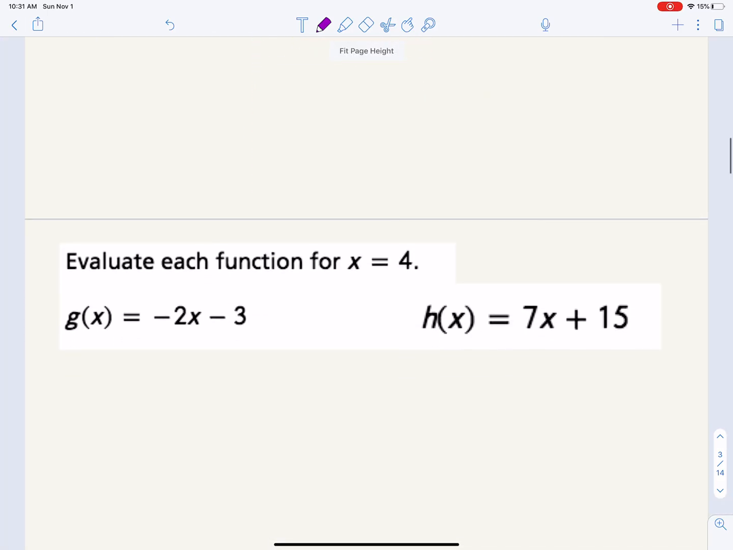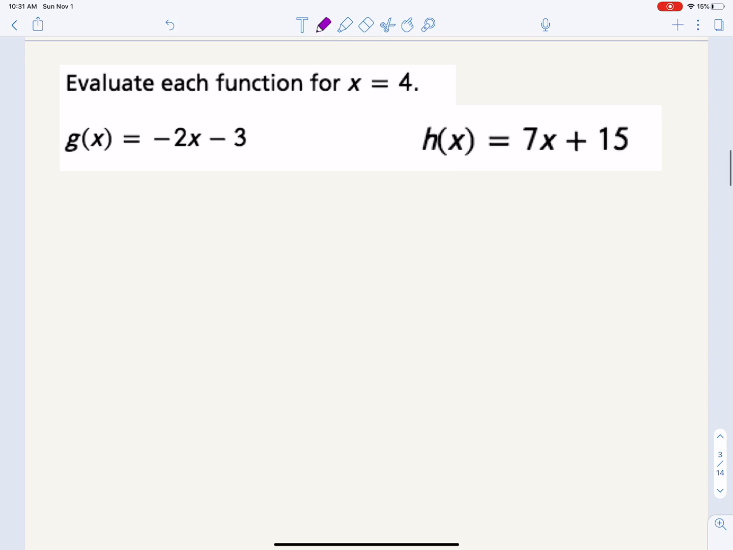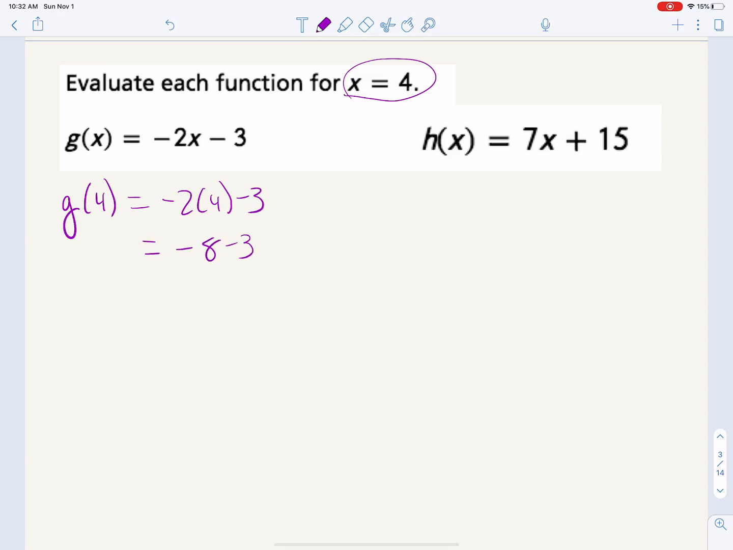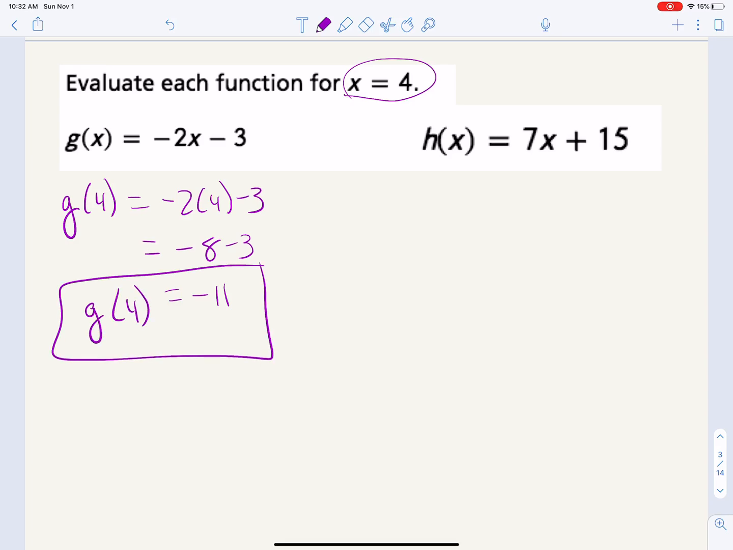Let's try it again. Evaluate each function for when x is 4. When I plug in 4 for x, g of 4 equals negative 2 times 4 minus 3. Now I'm just going to simplify. Negative 8 minus 3 is negative 11. So g of 4 is negative 11. When I plug in 4, I get negative 11.